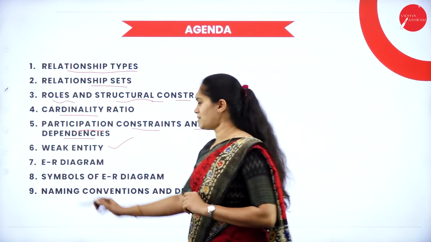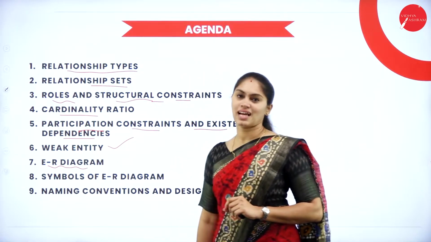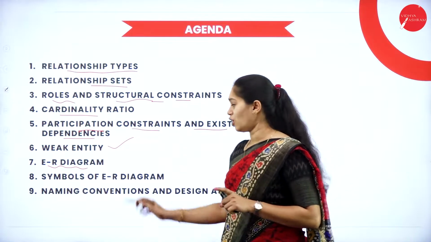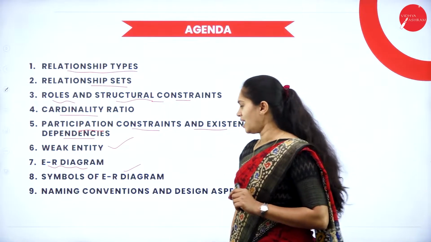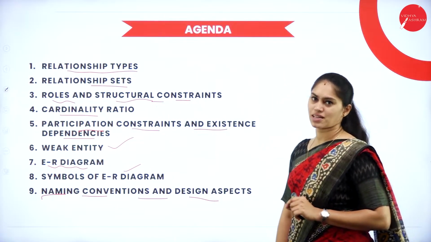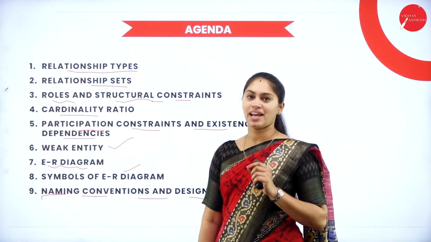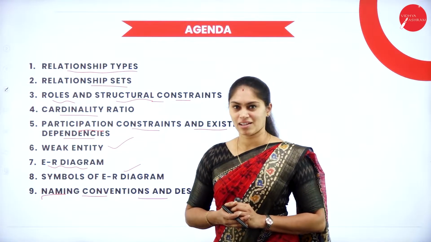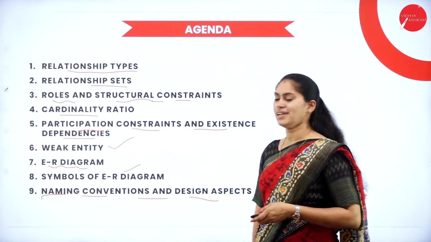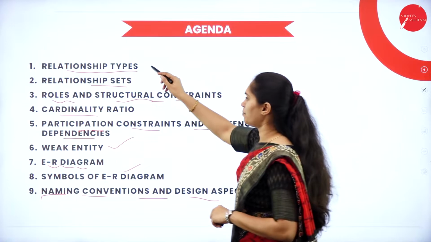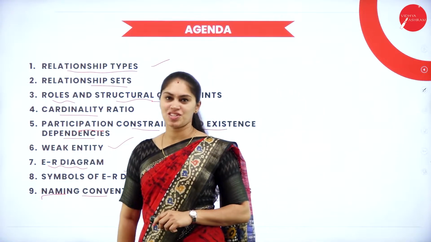Then we'll see the most important and easy concept, that is the ER diagram, entity relationship diagram, along with its symbols. Then I want to discuss naming conventions and design aspects. If I want to give a name for an entity, attribute, or a relationship, how must the naming be? That is what I am discussing in the last content of today's session. Now we'll see the first topic, relationship types.